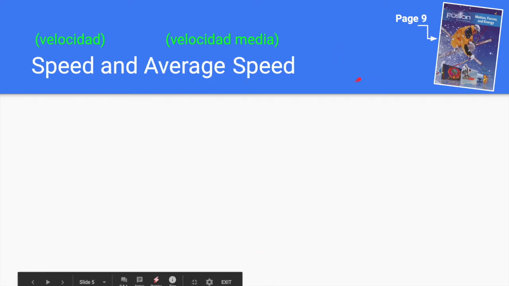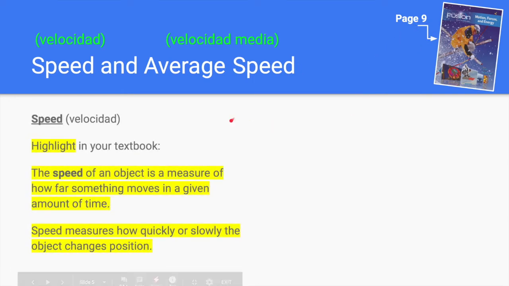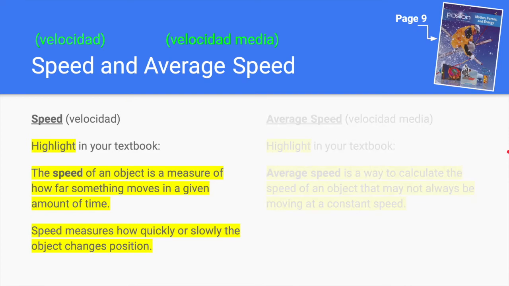Now we have speed and average speed on page 9. Now speed, let's highlight this again. The speed of an object is a measure of how far something moves in a given amount of time. Speed measures how quickly or how slowly the object changes position. So just like we learned how motion is a change in position over time, the speed is saying, well, how quickly does that object move in that given amount of time?